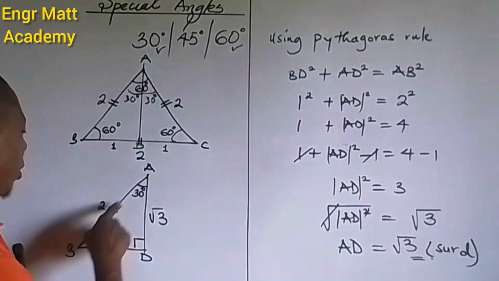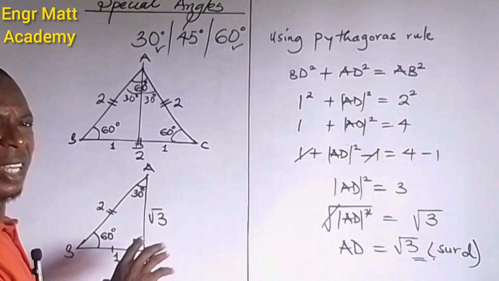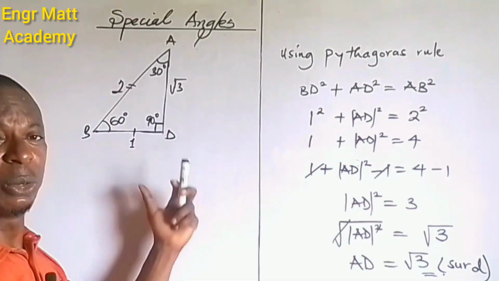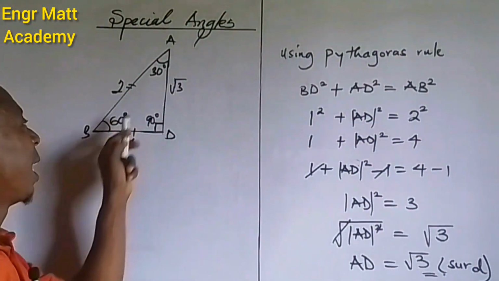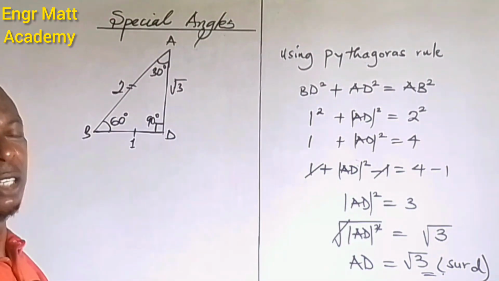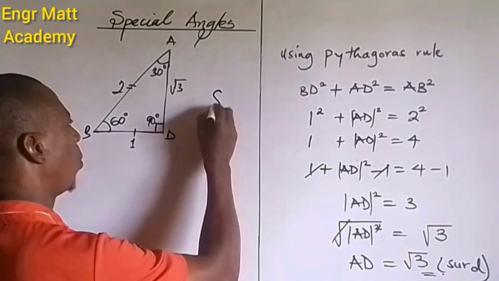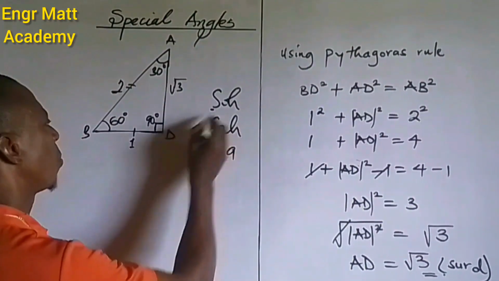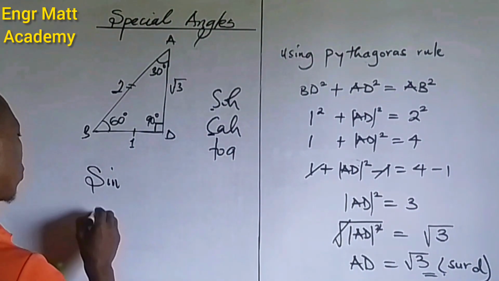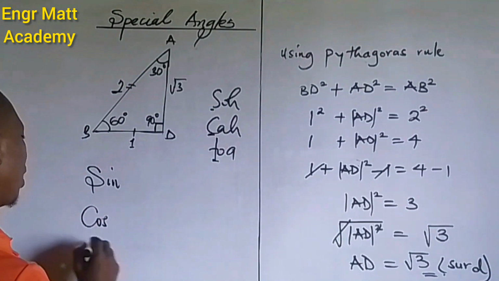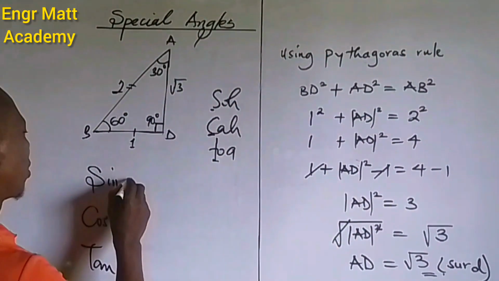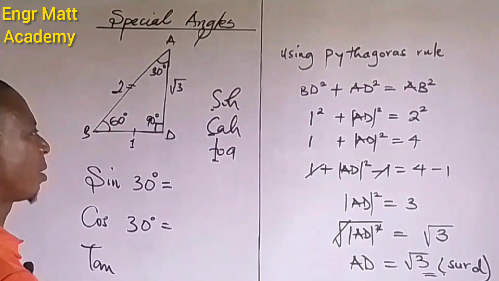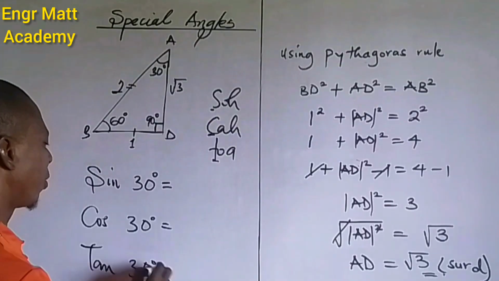Since we now know the three sides of this triangle, let's use them to define these angles. Whenever we are dealing with right angle triangles with included angles, what should come to our mind is SOHCAHTOA. And what is this? SOH is sine, CAH is cosine, and TOA, the T here, is tan. So what is sine 30 degrees? What is cos 30 degrees? And what is tan 30 degrees?